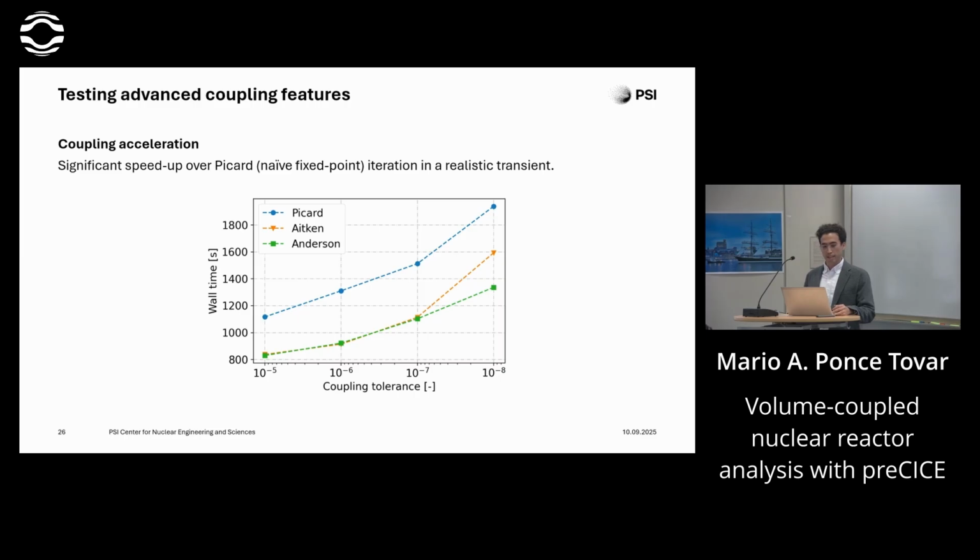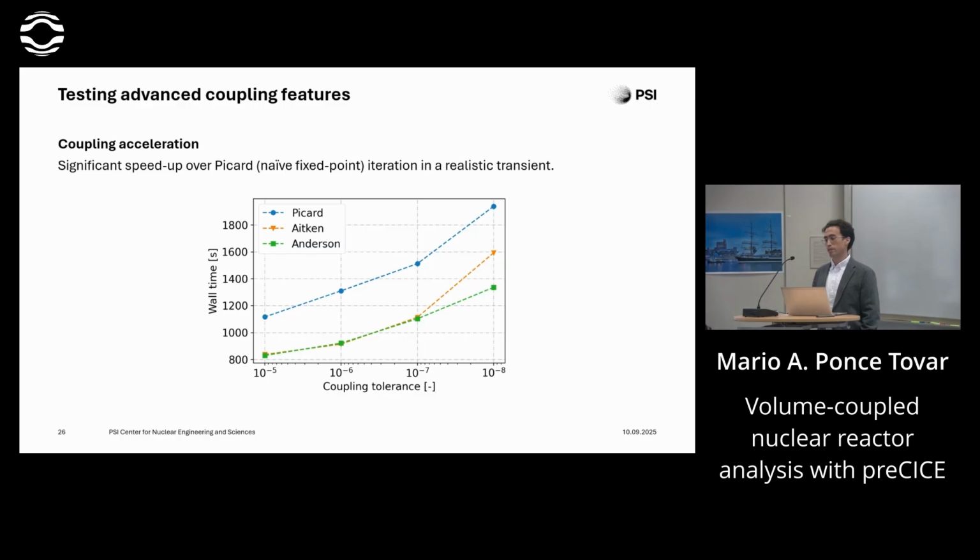Additionally, I also tested the coupling acceleration, as I mentioned, and this actually shows for a single transient simulation case how the wall time evolves when we tighten the coupling tolerance. So we have 4 different cases of coupling tolerances, and for each one we run the same transient, which has many time steps, and compare the naive Picard iteration versus the 2 acceleration algorithms.